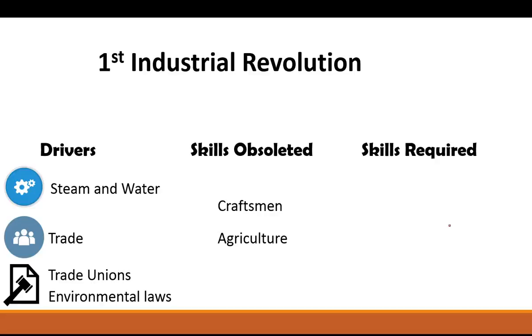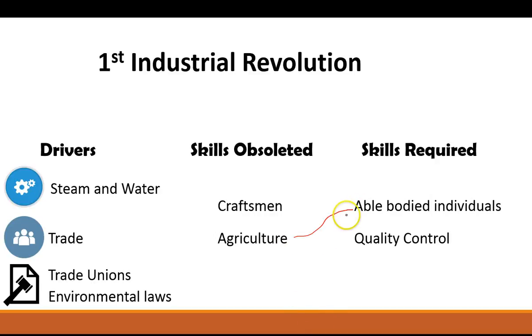Also, agriculture was becoming more obsolete. But some of the skills that were starting to be required were people who could work in these new factories. A lot of these were people who had formerly been in agriculture, as well as the need for quality control. So this was, in the factory system, our first look into quality control systems, methods of being able to verify the quality of a product as it came off the line.